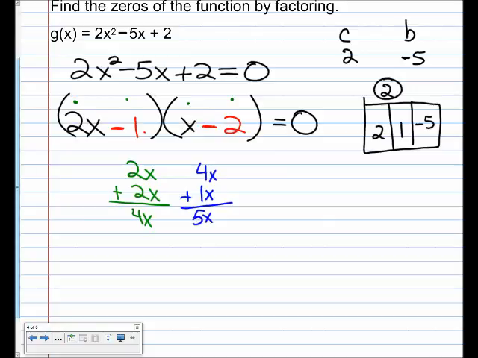And then now watch this. The last one. 2x times negative 2. Negative 4x. Negative 1 times x. Negative 1x. What happens when you add those? You get negative 5x, which is what you want. So that's it there. 2x minus 1 times x minus 2. That's factored.